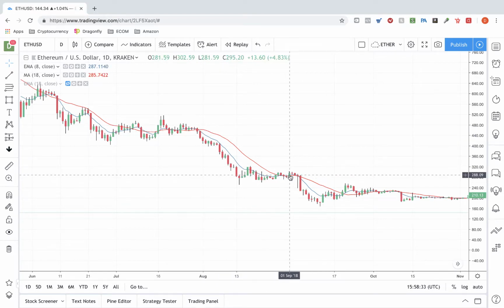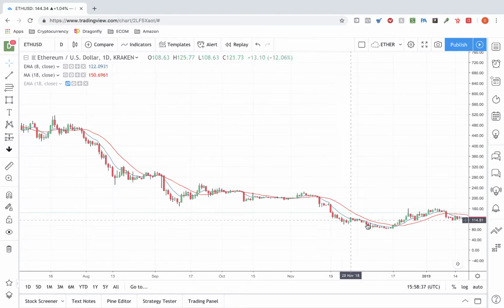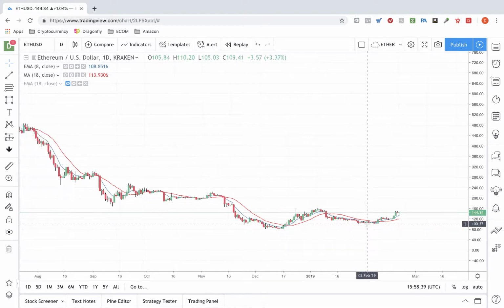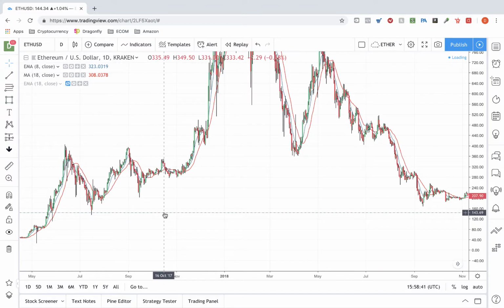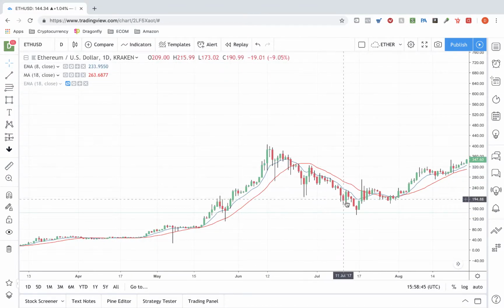Holding it as resistance again. You guys are starting to get the point here. Okay? These are very important areas. And when they cross, you know you're looking at some downturn.